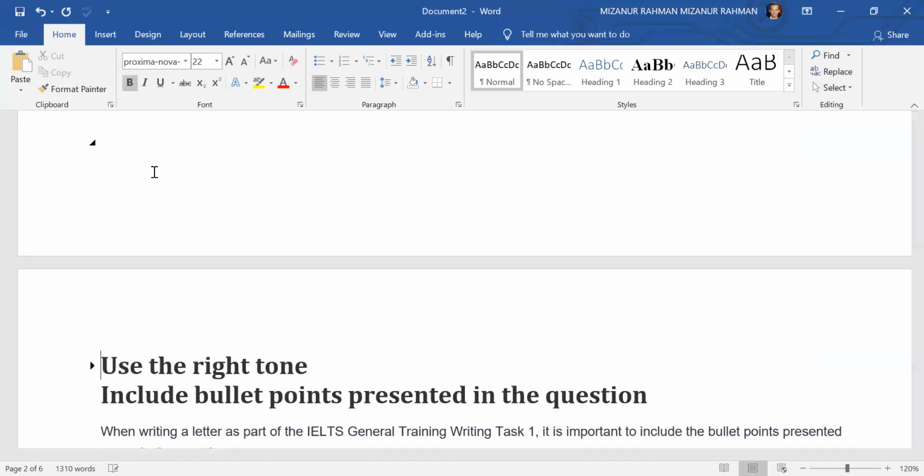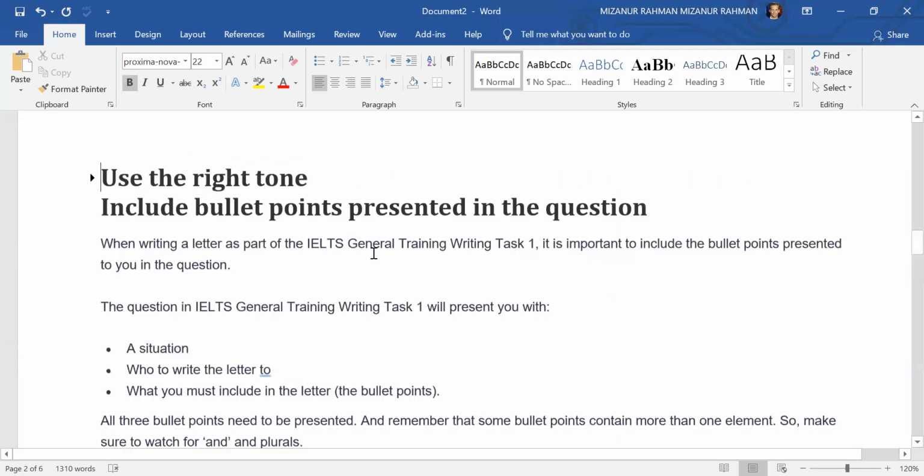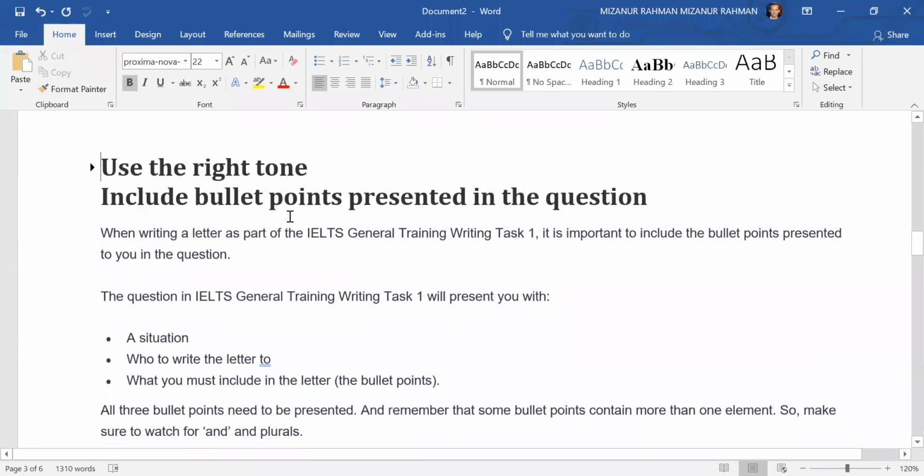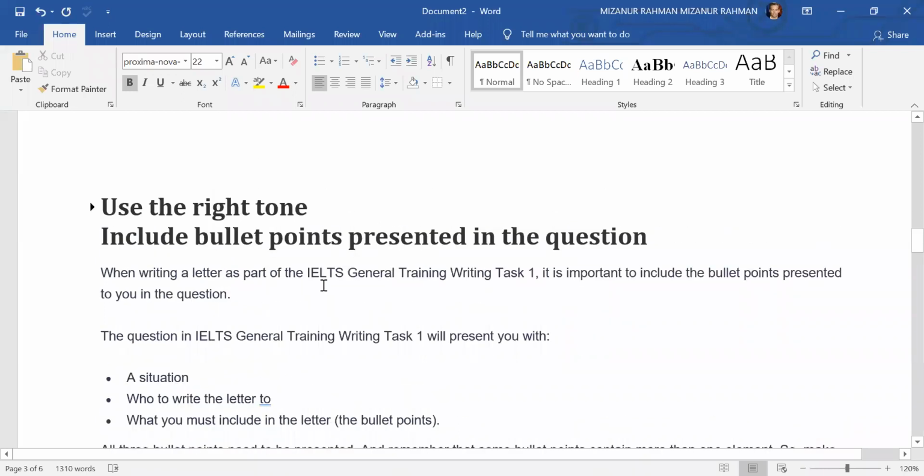Now, use the right tone. So what is a tone? Include bullet points presented in the question. When writing a letter, I think these 4 key points I will want to see again that we have to focus on. I will give you this, no problem.